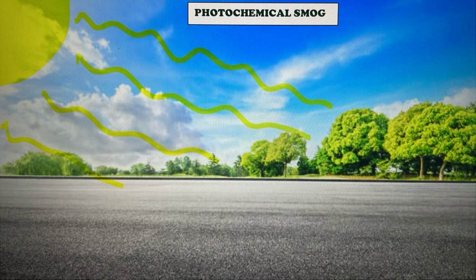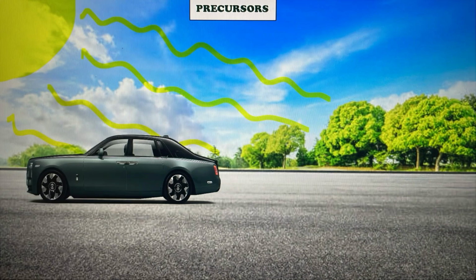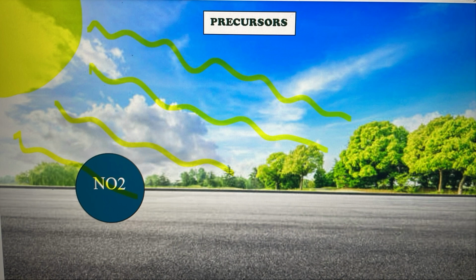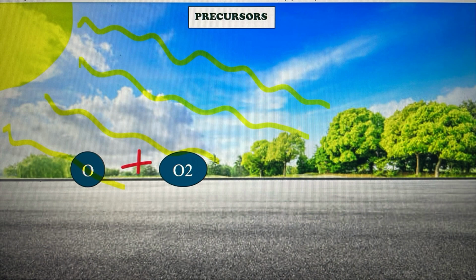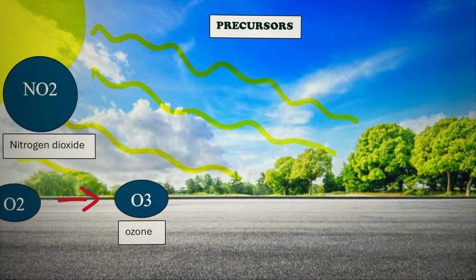First, I'm going to talk about precursors. Precursors are basically the things that make up photochemical smog. One is nitrogen dioxide, which is a primary pollutant that gets released by car emissions, then gets broken down by sunlight into nitrogen oxide and oxygen. The single oxygen atom combines with atmospheric oxygen and creates ozone, a primary pollutant and another precursor.